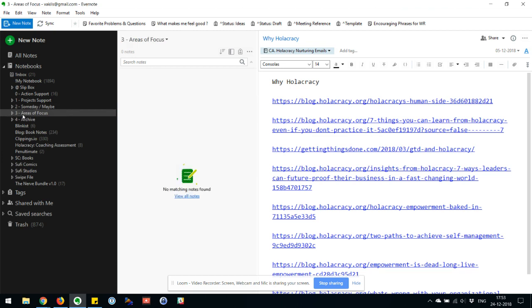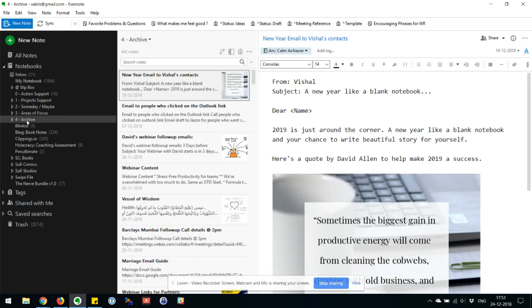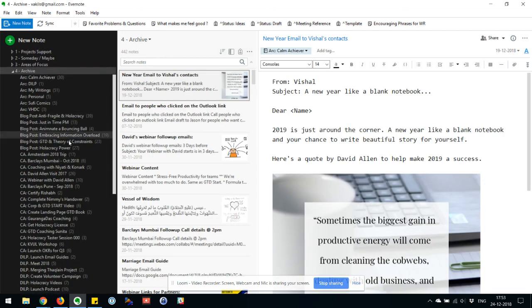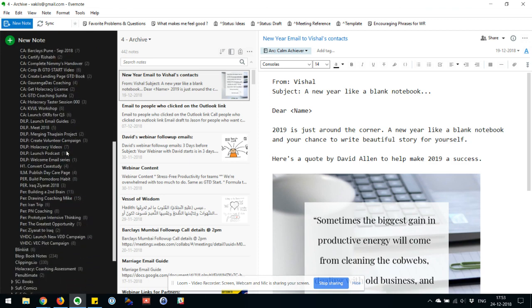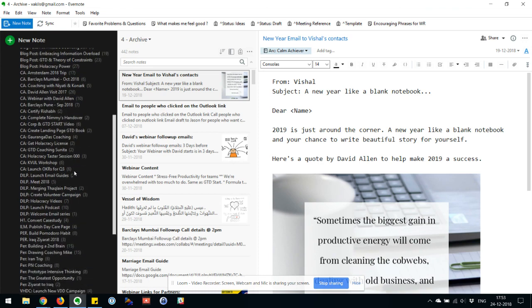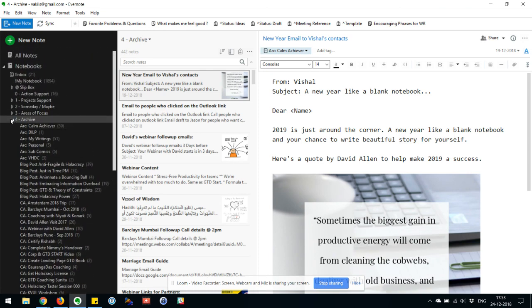Next is areas of focus. This is fairly straightforward: different areas of my life, and the notebooks for those. And finally is archive. These are basically archives of completed projects. As and when things get done, they get pushed over here. So it's fairly simple, but with some differences.